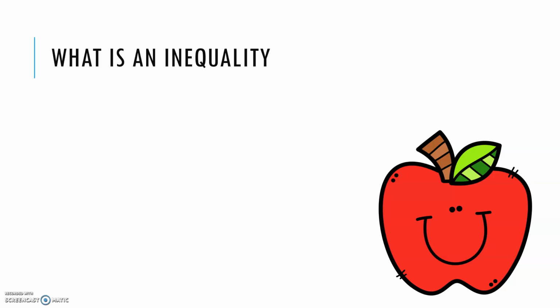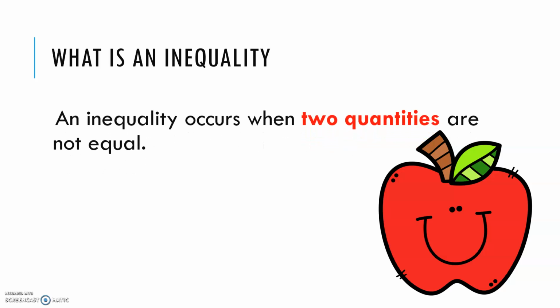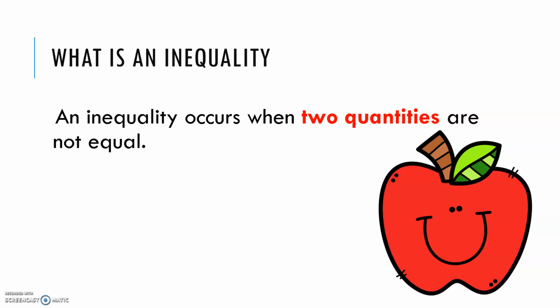So here's the first question. What is an inequality? Well, an inequality occurs when you have two quantities that are not equal, right? We know an equation is where you have the two sides that are equal. But an inequality is really two quantities that are not equal to one another.